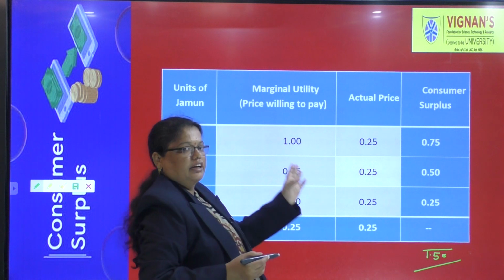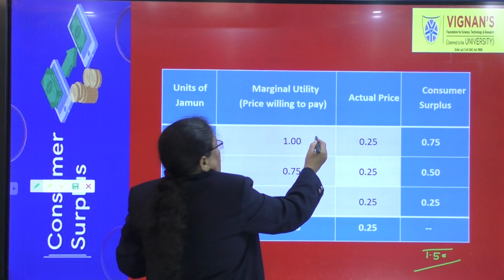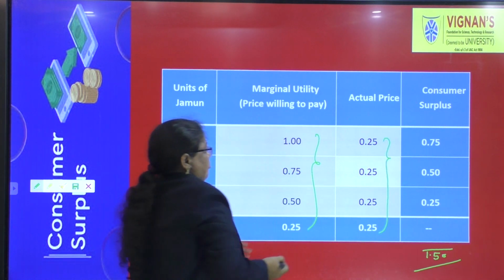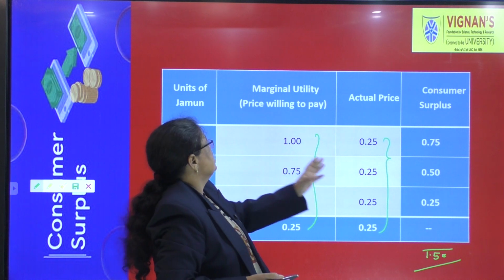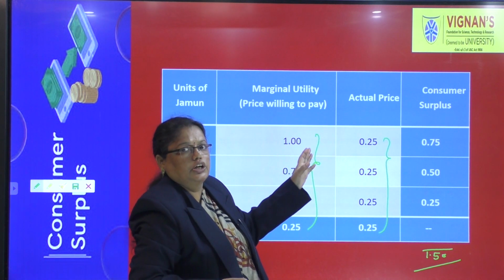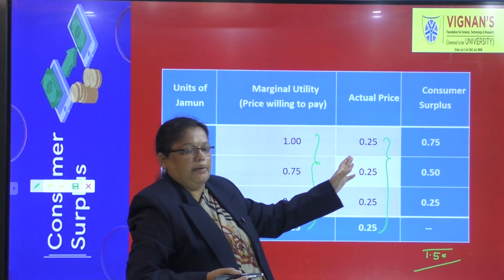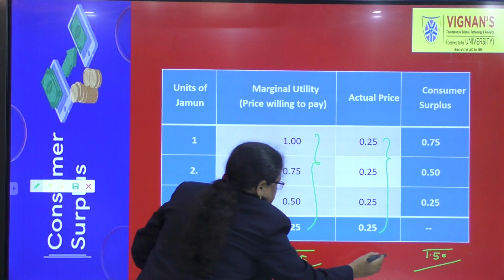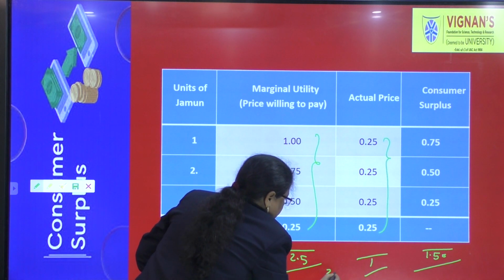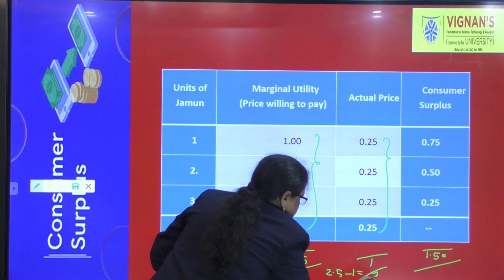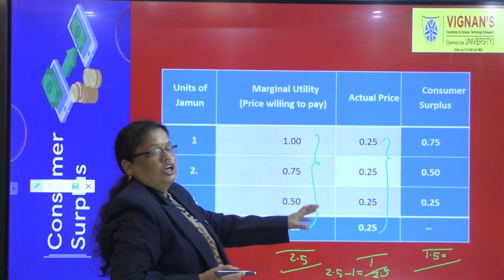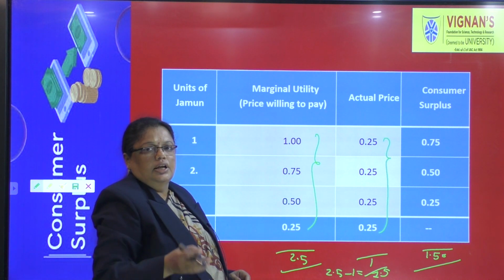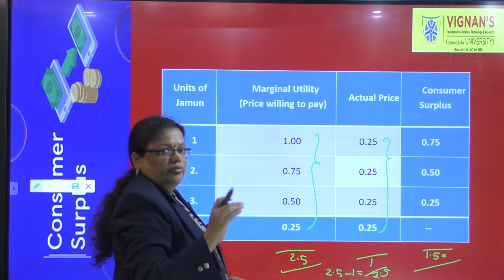We will get it another way also, by adding all the marginal utilities and all the actual prices, and deducting the total actual price from the total marginal utility. This is 2.5, this is 1, 2.5 minus 1 is 1.5, that is, total consumer surplus is 1.5 rupees. I will explain with the help of a diagram.